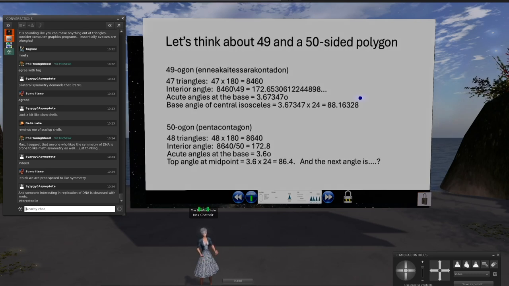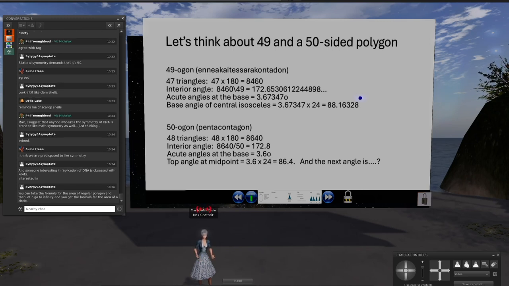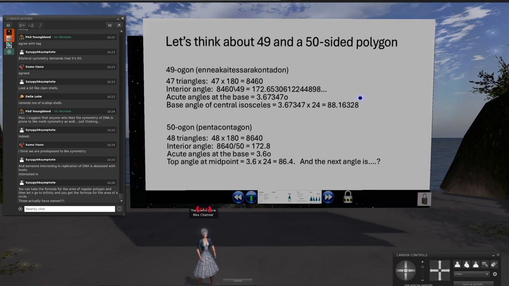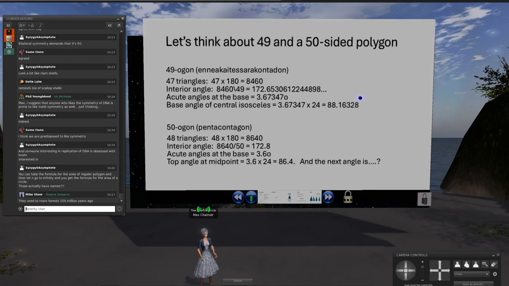So let's think about a 49 or a 50-sided polygon. And I did not try to draw that one, but even without drawing it, I could still calculate what it should look like. So if you have a 49-sided polygon, an enneacontakaitessaracontagon, that's a mouthful. And then the 50-sided polygon is a pentacontagon. So there's 47 edge-to-edge triangles in the 49-gon, and there's 48 in the other one. And so you can go ahead and calculate what the interior angles are going to be. And they're still creeping up on 180, but they're going very, very slowly.